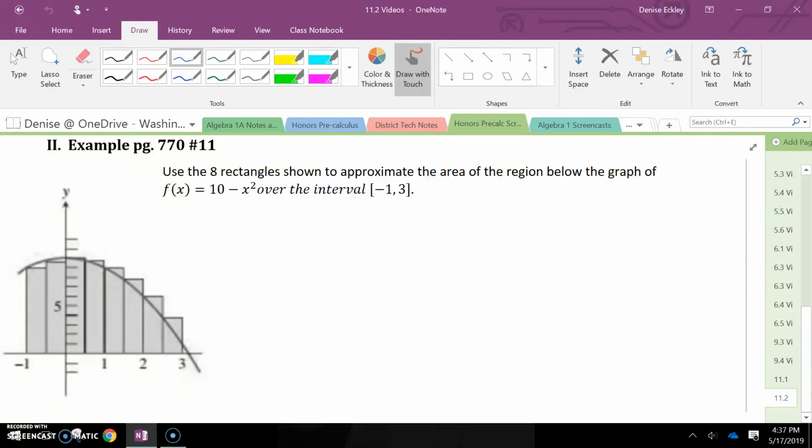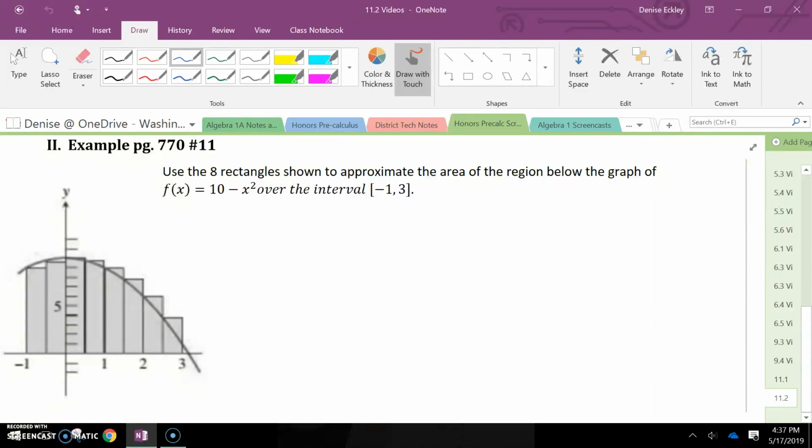rectangles are created. So what we are going to do is find the area of each individual rectangle, how wide they are, and how tall they are, and then we're going to add them all together. And then I'm also going to show you how to use a Riemann sum with summation notation to find the area, which is a little faster.